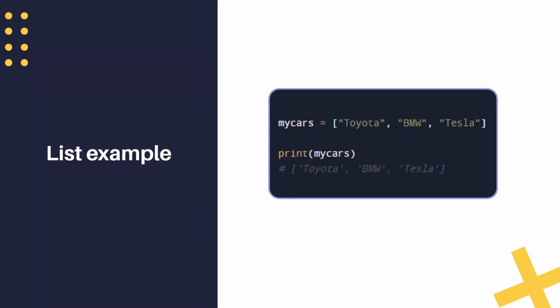Now, here is an example of a list in Python. In this example, we've created a variable called myCars, and we've essentially built a list. We create lists simply by using the square bracket notation. This means that we need to open up with a square bracket and close off with a square bracket. In our list, we've got 3 items: Toyota, BMW, as well as Tesla.